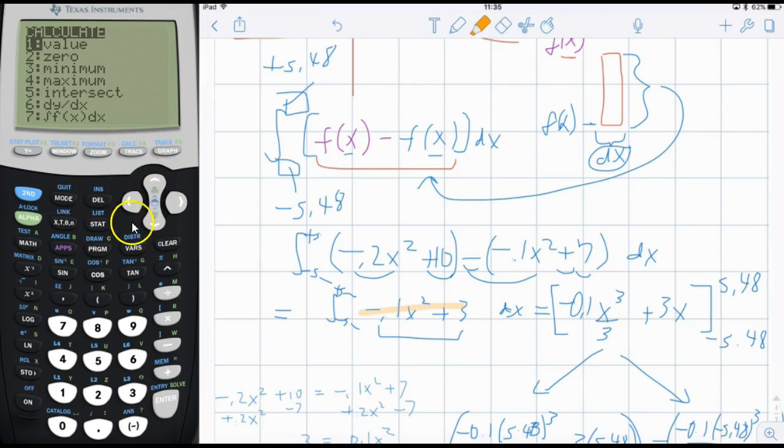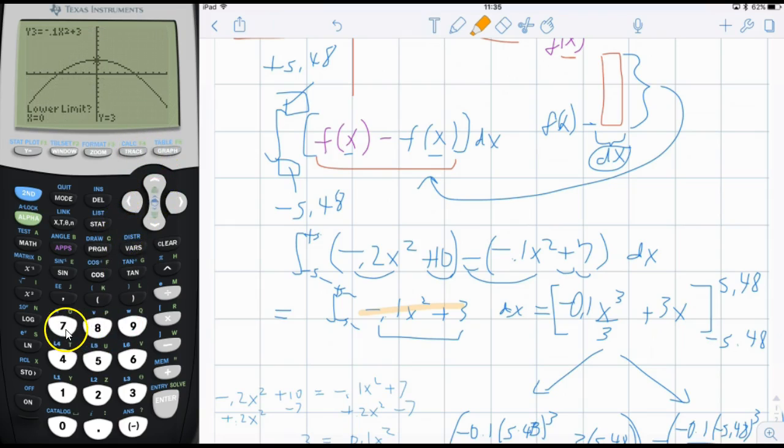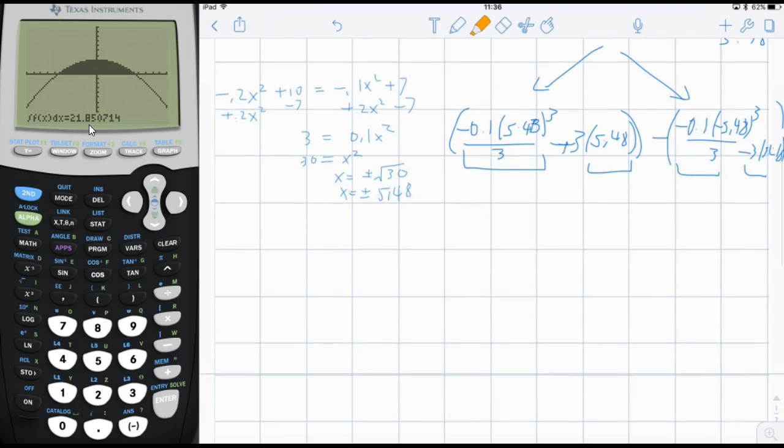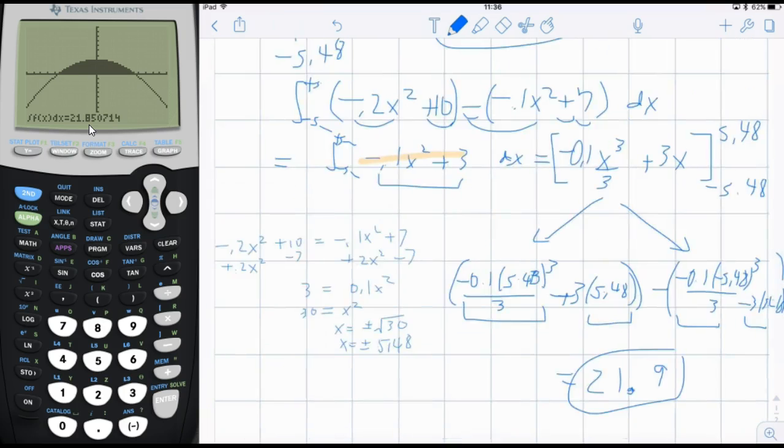It's going to be second calc integral, which is 7. And we're going to say the lower limit is negative 5.48, and the upper limit is positive 5.48. And it'll even color in the area, and it'll tell you that the answer is 21.9. And so if we did all this messy math here on the calculator, we should get 21.9 also.